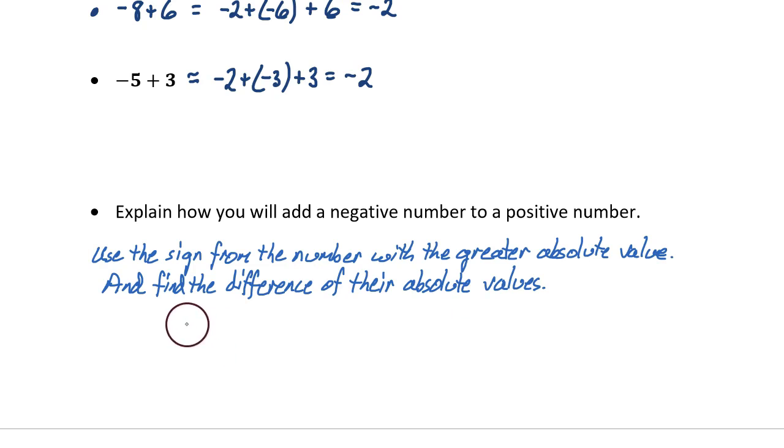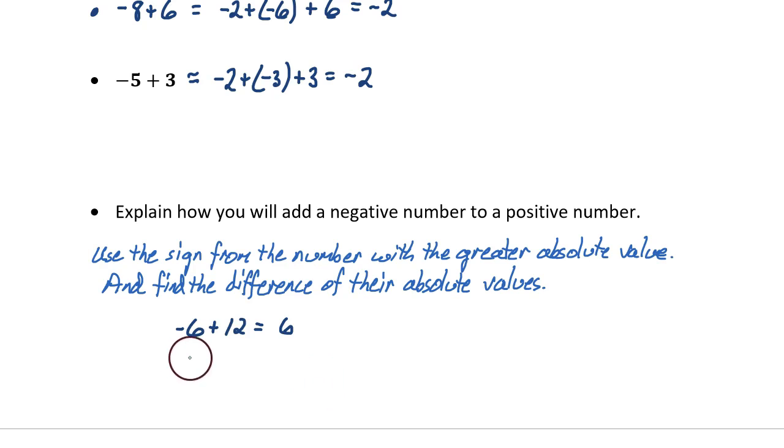Let's apply that to this math problem. -6 plus 12. 12 has the greater absolute value between a -6 and 12, so the answer is positive. The difference between 6 and 12 is 6.